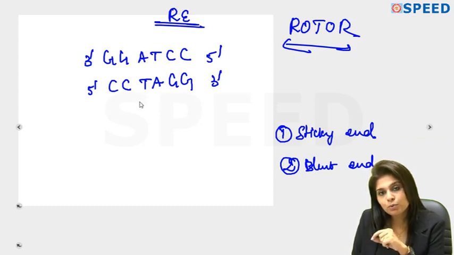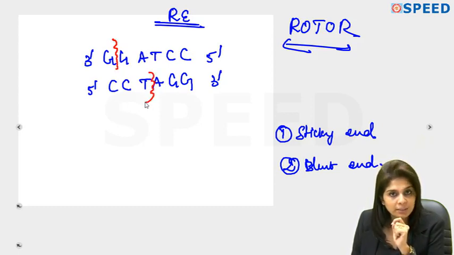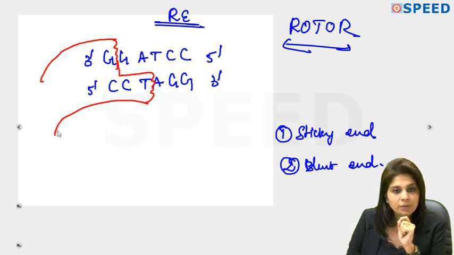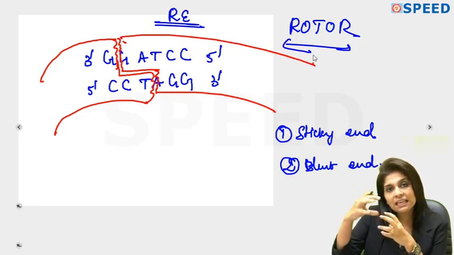This enzyme cuts both the strands at two different sites. For example, it cuts the top strand after the first nucleotide and it cuts the bottom strand only after the third nucleotide. In that case, the cut ends produced are staggered. This will be one end and this becomes the other end. So, the cut ends produced are staggered.